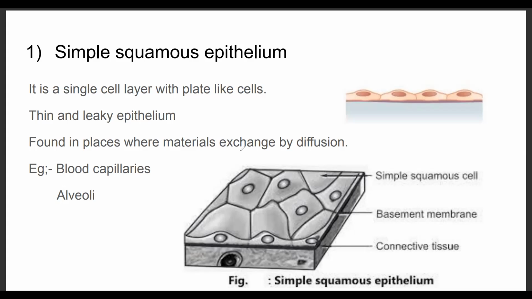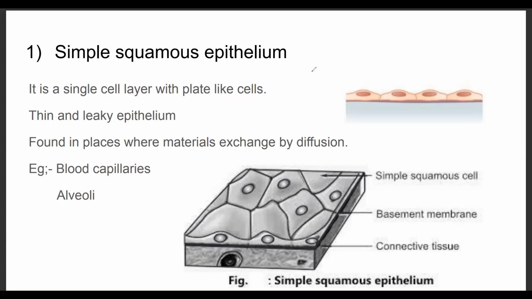There are two examples given in your resource book, blood capillaries and alveoli, right? What is the shape of cells? Cells are plate-like cells. What is the function? Since they are thin and leaky, found in places where material exchange occurs by diffusion. Examples are blood capillaries and alveoli.